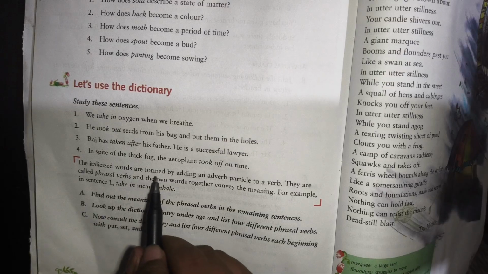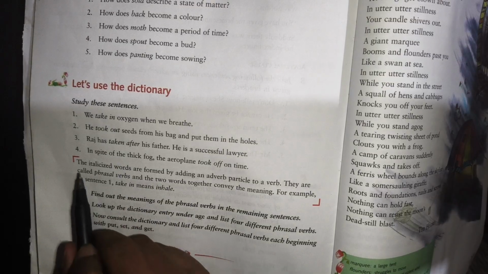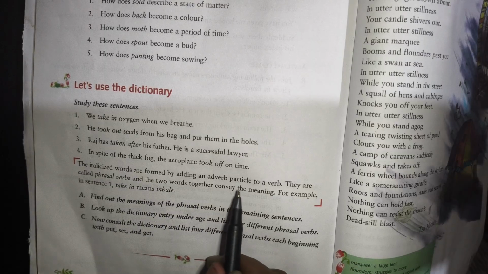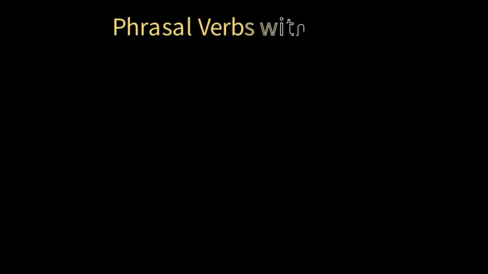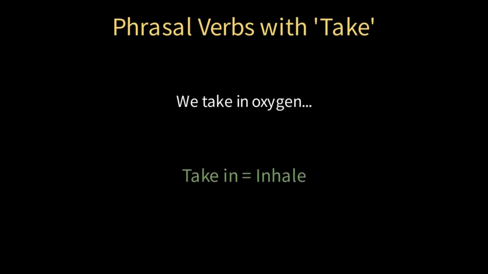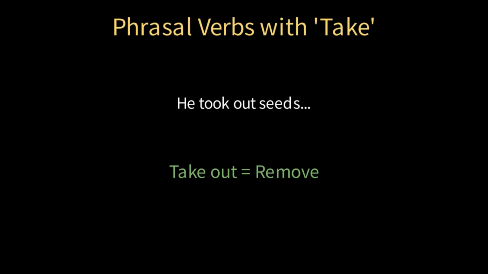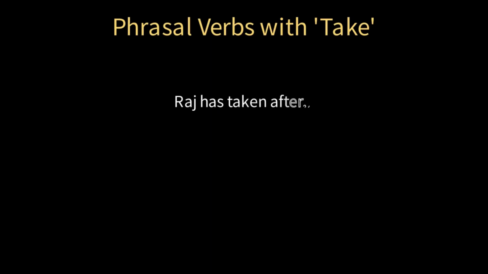The italicized words are formed by adding an adverb particle to a verb. They are phrasal verbs, and the two words together convey the meaning. For example, in sentence 1, take in means inhale. In sentence 2, he took out seeds from his bag and put them in the holes. Here, took out means to remove something from a place. Example, extracted the seeds.